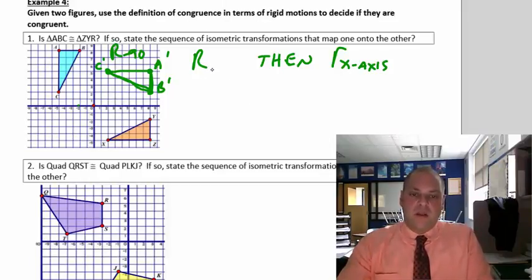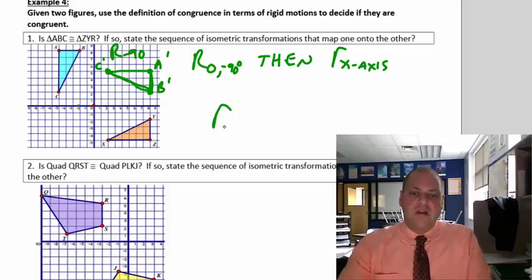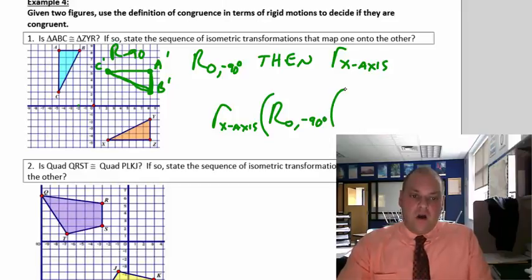Rotation, negative 90, about the origin. I should put the origin, right? O, comma, negative 90, that's the proper way to write it. Rotation, then reflection, okay? So there is the sequence right there. If I want to write it in function notation, though, you would say it was a reflection, x-axis, of a rotation about the origin, negative 90 degrees, of triangle ABC.